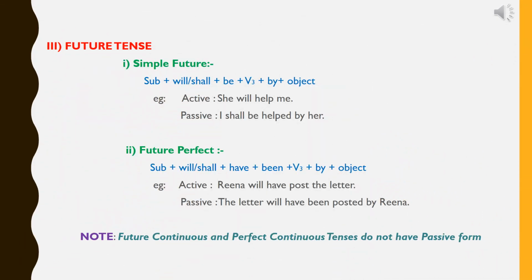The third and the last tense is future tense. Here also we will discuss how active and passive form of voices change in future tense. Here we have simple future and future perfect. Let's start with simple future. The formula for passive voice in simple future is subject plus will/shall plus be plus V3 plus by plus object. Example, she will help me.